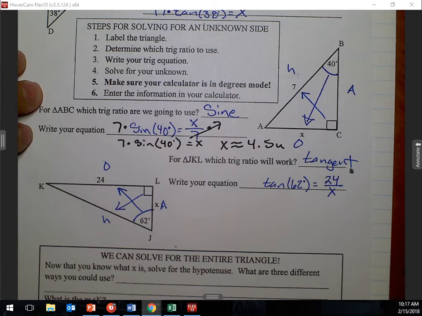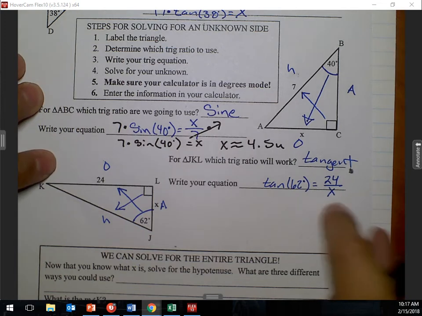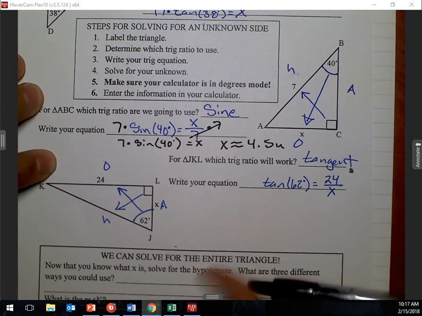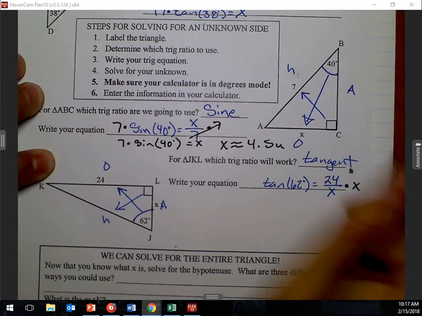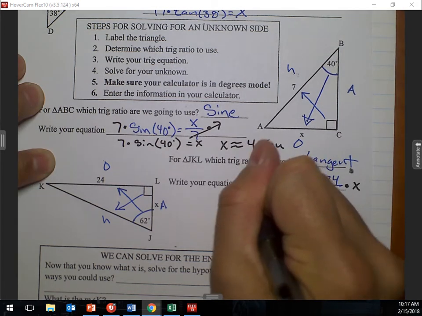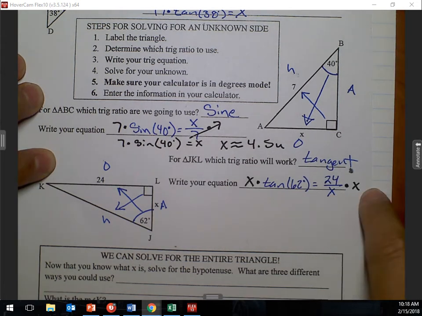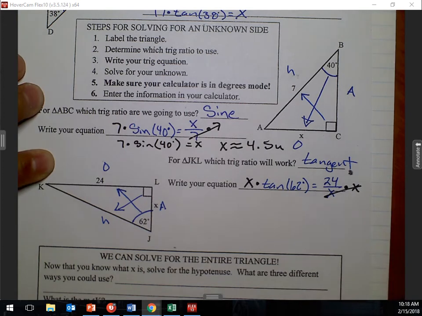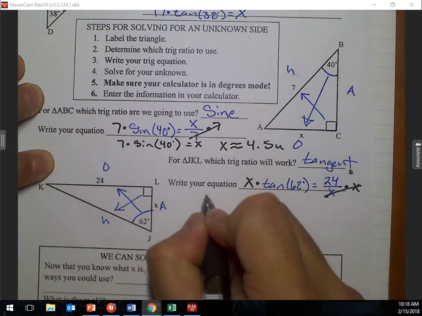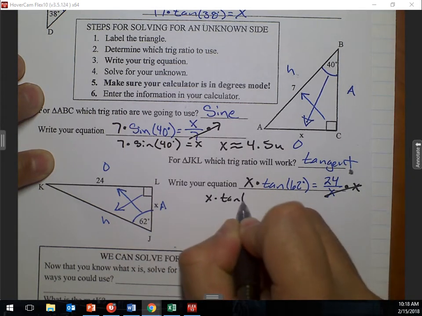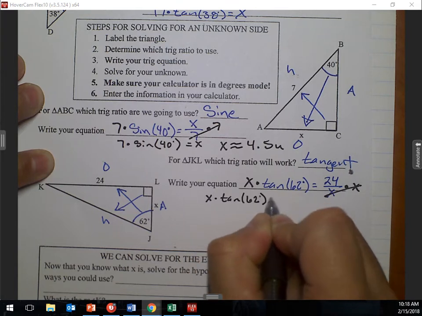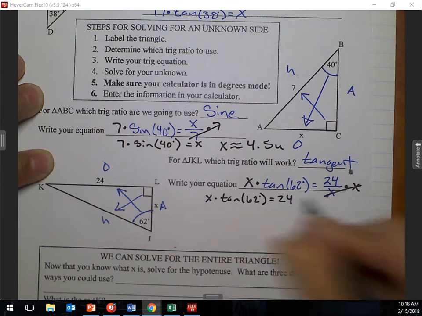Because I haven't even introduced what cotangent is. Alright, so I'm going to multiply both sides by x. So over here, the x's will cancel, and I have x times tangent 62 is equal to 24.